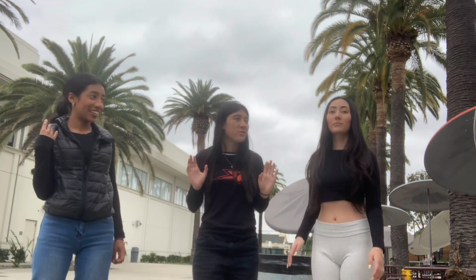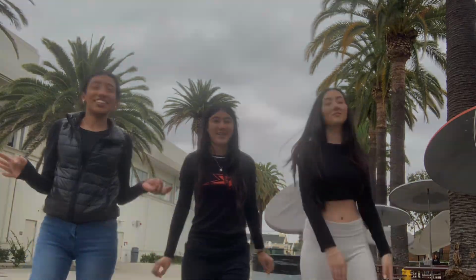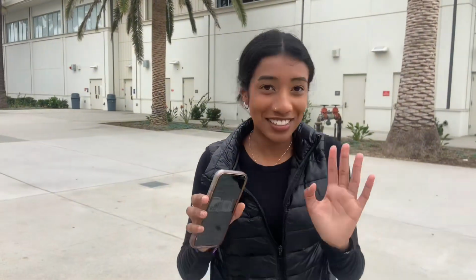Wait, what's evolution? Let's talk about it. So the actual definition of evolution is a process that results in changes in the genetic material of a population over time. But to simplify that, it's basically the change in a population over time. The four forces of evolution we're going to be talking about today are genetic drift, gene flow, mutations, and natural selection. Genetic drift is when the frequency of a population is changed due to a random chance event.